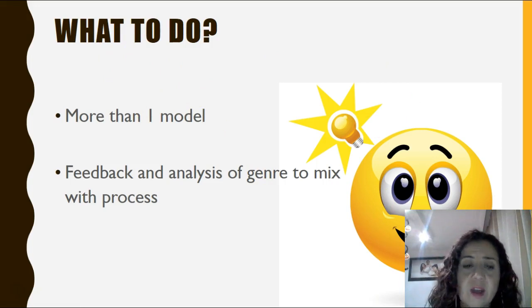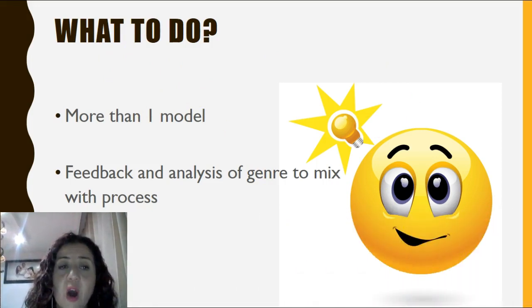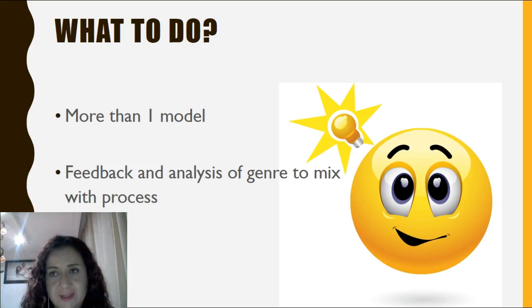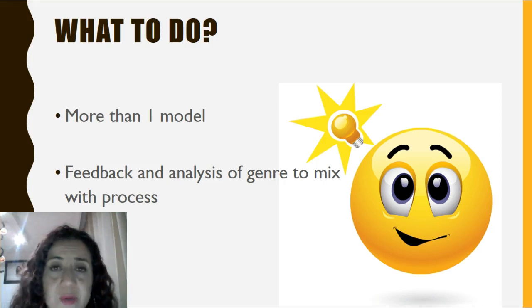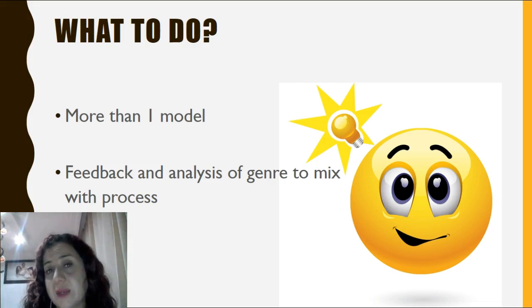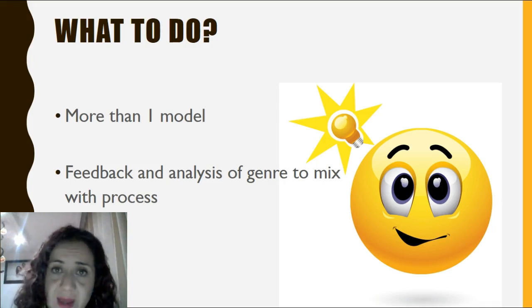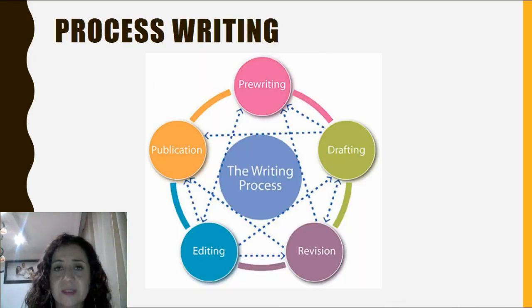So first of all, we can offer students a multiplicity of models, not only one, but we can give them more. And also we can provide them with feedback and analysis of genre to mix with process. So those of you who have taken English courses with me know that I do genre writing, but I mix it with the writing process. So for example, in the compare and contrast essay, we did genre writing because it was a compare and contrast essay, yes, but we mixed it with process writing through feedback, and I'll show you the stages in a moment.